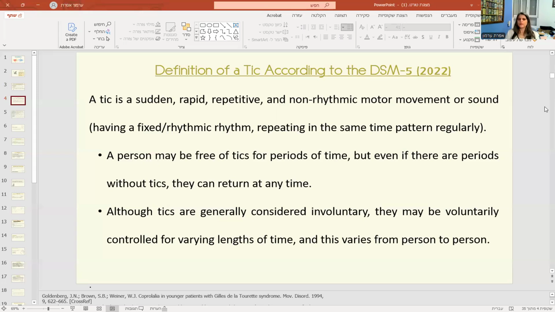A person may be free of tics for a period of time, but even if there are periods without tics, they can return at any time. Although tics are generally considered involuntary, they may be voluntarily controlled for varying lengths of time, and this varies from person to person. We will talk about it more.